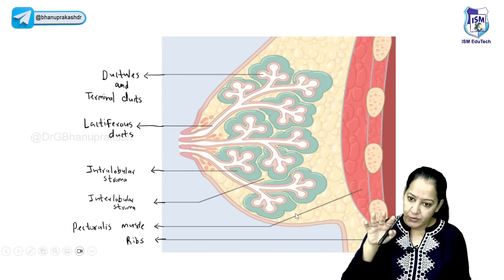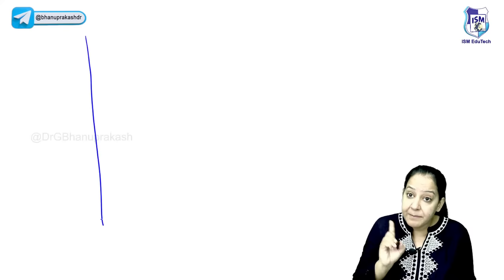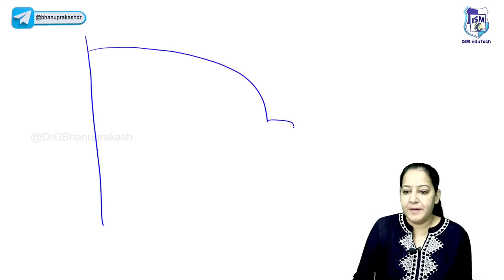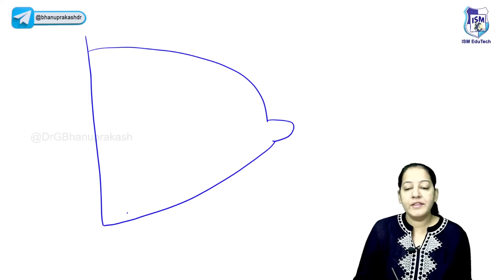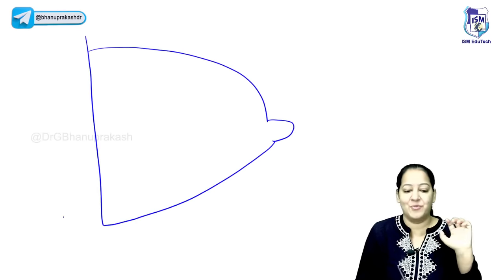So rather than showing you here, let me draw it for you. Let me draw the diagram of a female breast, not male breast. Okay, here we can see I'm drawing the female breast. This is the nipple portion. Now in the female breast, there are two components, the epithelial component and the stromal component.